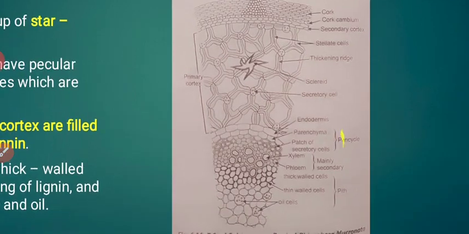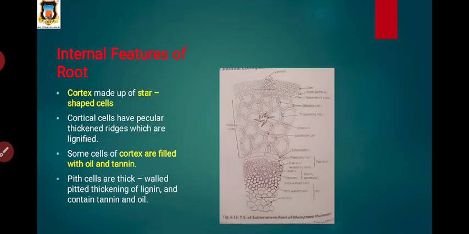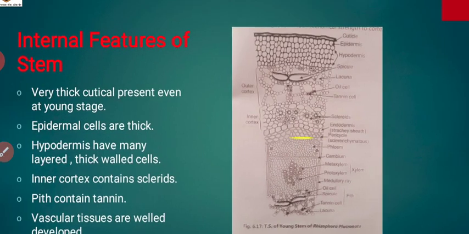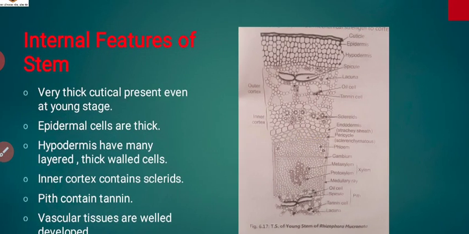Then internal structures of stems. In the young stems, a very thick cuticle is present at the young stage. The epidermal cells are thick walled and multilayered, and below the epidermis multiple layers of hypodermal cells are present, and these hypodermal layers are also thick walled.